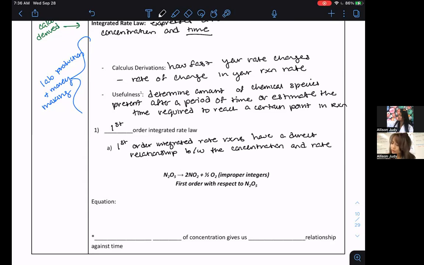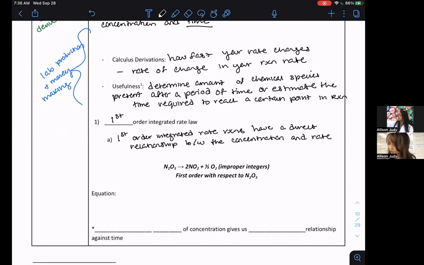Okay, so here's an example of a first order integrated rate reaction. This is dinitrogen pentoxide, and it produces 2NO2 plus 5 O2. Okay, totally recognize this as improper integers. This is actually taken from an AP book because what they're trying to show you is that there are some cases when it's actually better in tabular data, like standard data, to have half coefficients. It goes against everything that you have been taught. Don't worry about it. Just focus on the application.